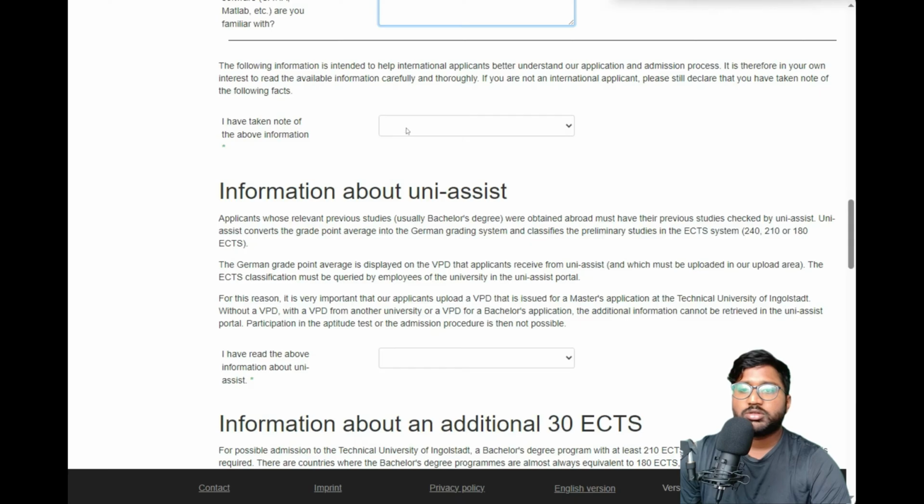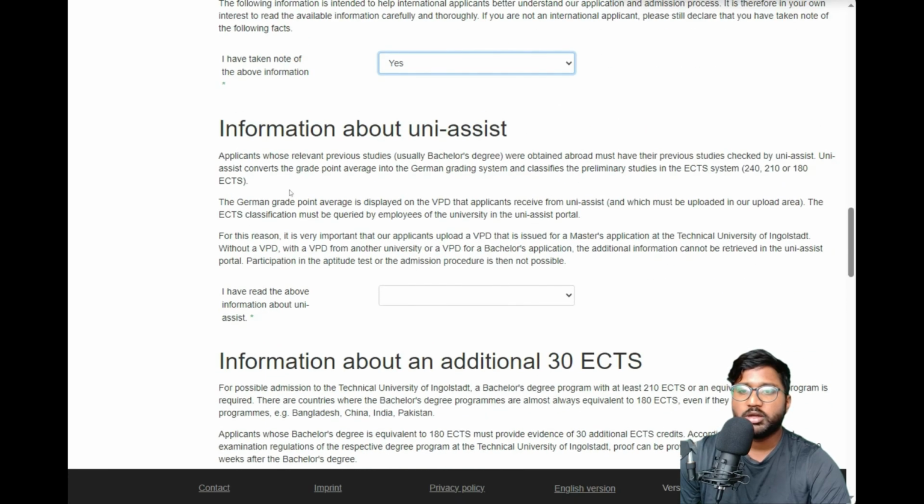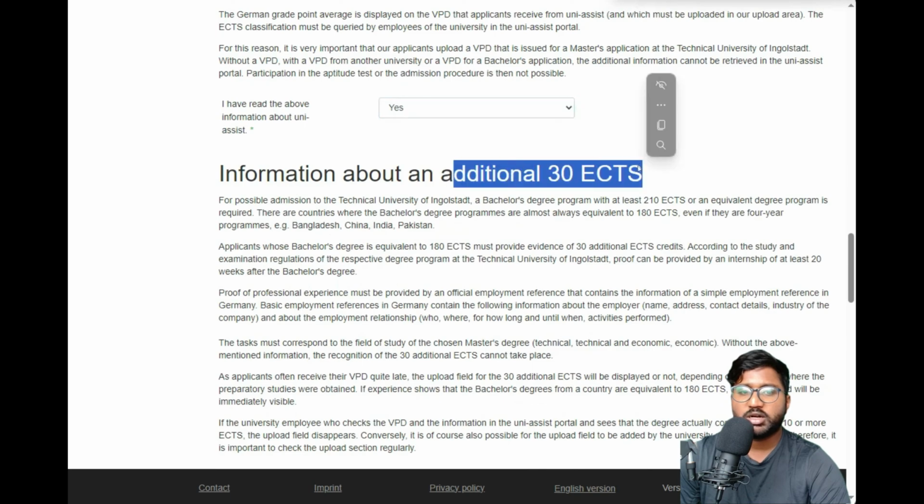So I have taken notes. I have taken note that above information is correct. Yes. Then information about VPD information. So you have read the things. So once you have done, you can click on yes. Then information of additional 30 ECTS.